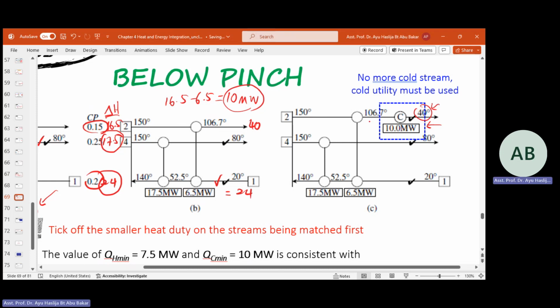So now all streams are ticked off. All meet the requirement. Okay, so from below pinch, we have identified the minimum cooling utility, QC min.